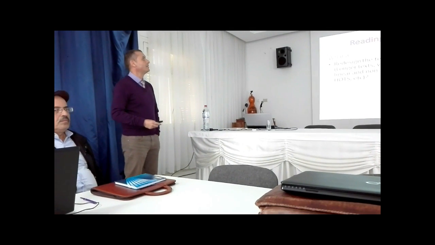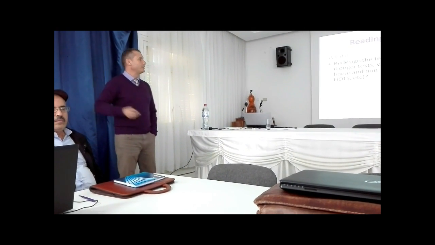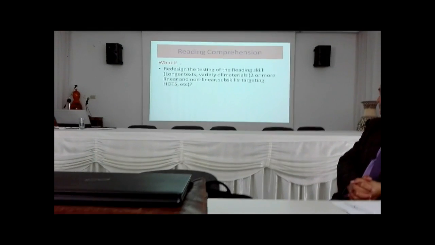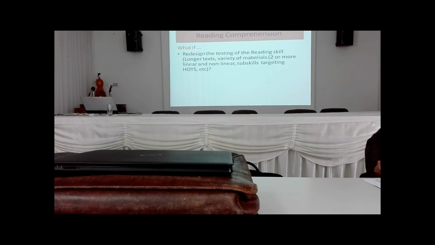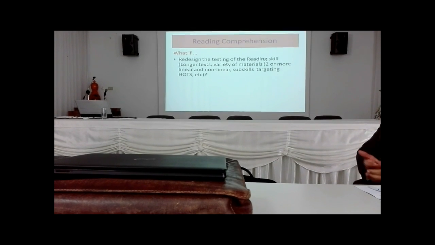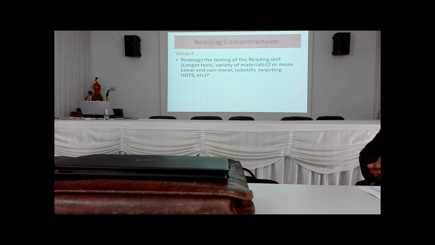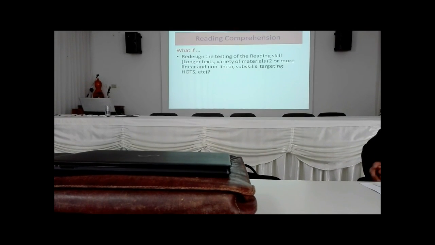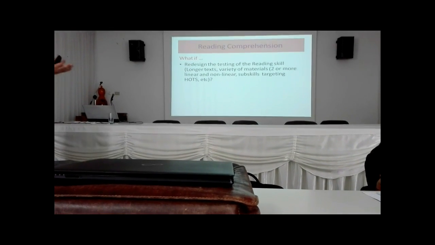Sometimes this does not really help. Sometimes it's the choice of the text itself. It's very important. There are texts which lend themselves to exploitation and others not. We need to think about varying the material itself, with two or more linear and non-linear texts. And we need to think about varying the sub-skills we target, but part of it is the HOTS. At least let's keep up to the 8% that Abdul talked about a while ago.